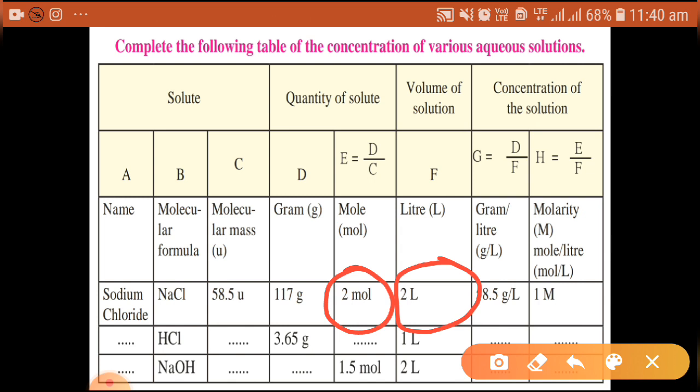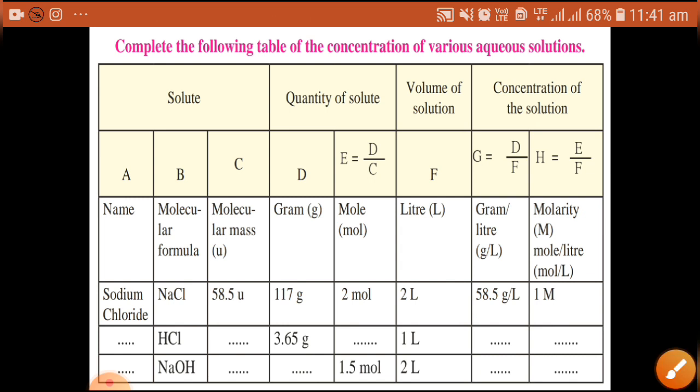So how many moles will there be in 1 liter? Simply divide E upon F, or you can say 2 mole divided by 2 liter. Then you will get the molarity, that is 1 mole. Here E divided by F, you get the answer as 1 mole. So the quantity of column E should be divided by the quantity of column F. So we will get 1 molar. In this way you have to complete it.